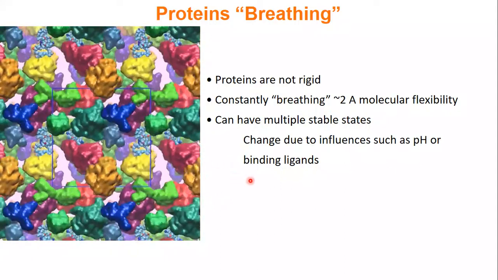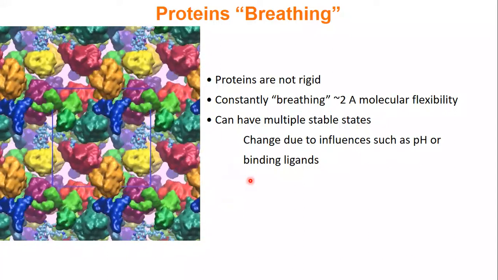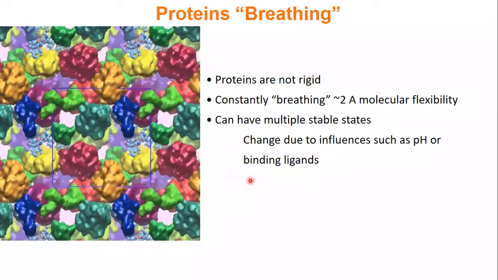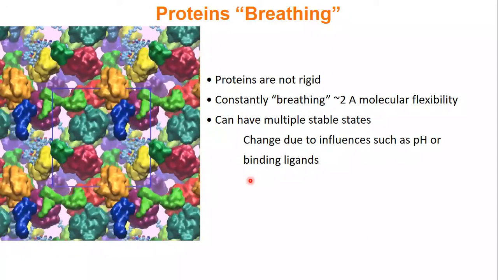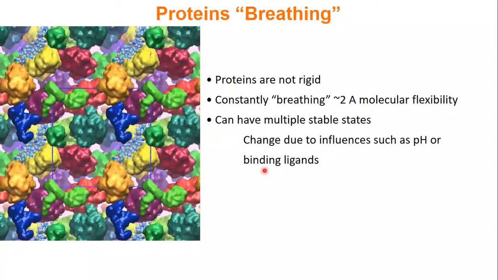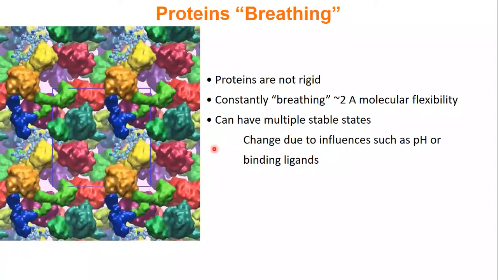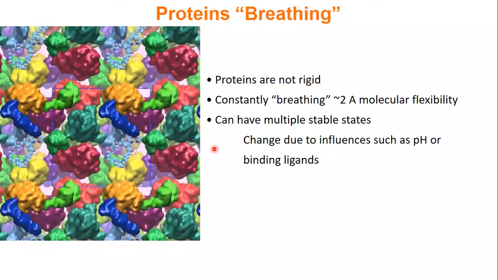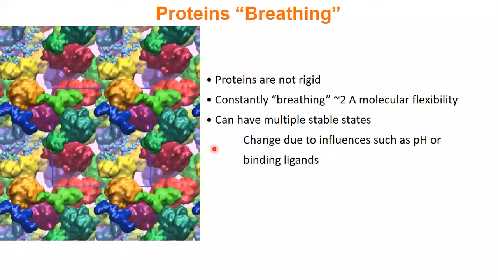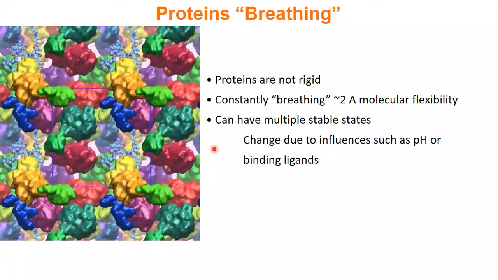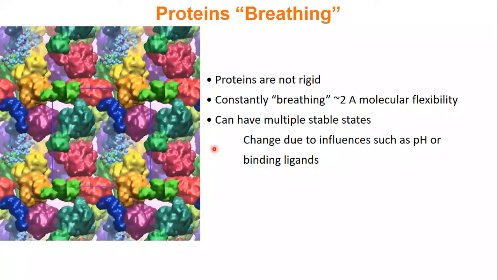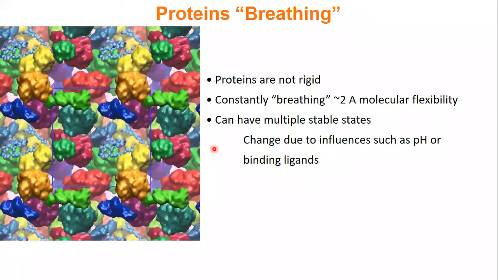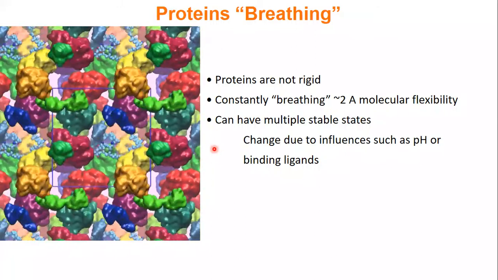So on average, a protein can change its conformation by 2 angstroms just by random motion. And a protein can actually have multiple stable conformations. And the change in this conformation can be due to outside influences such as a different pH, or as we'll see with hemoglobin later on in this course, if you bind a ligand, that binding can provide enough energy to cause one of these changes in states.